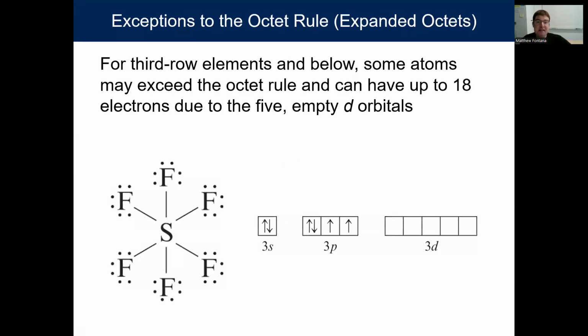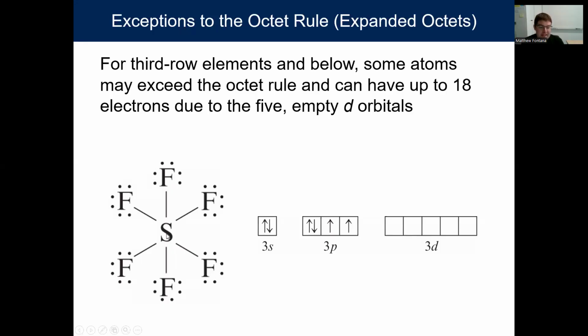Another thing worth discussing is what we will call an expanded octet. Okay, and so an expanded octet works like this. For third row elements and below, some atoms may exceed the octet rule and can have up to 18 electrons due to the five empty d orbitals. Okay, so what does this mean for us?